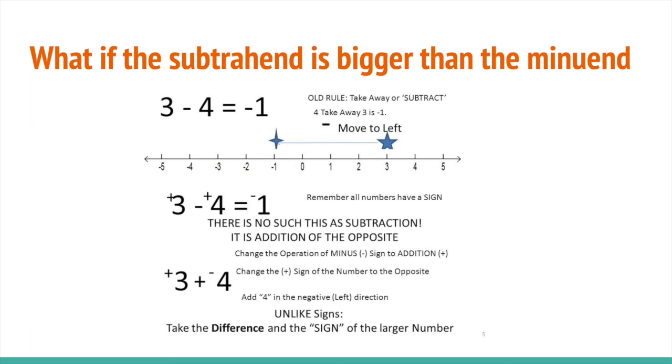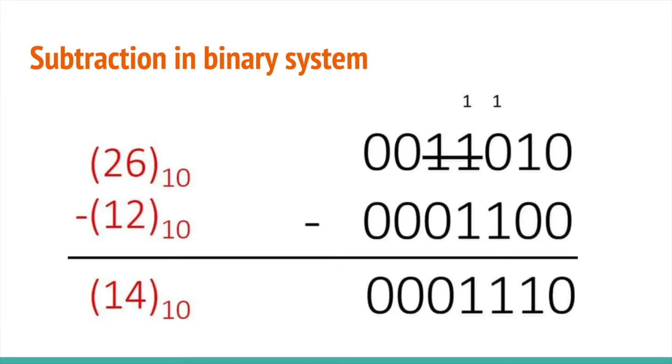Another way to think of this problem is to change subtraction into an addition problem. So instead of writing 3 minus 4, we can rewrite it as 3 plus -4. Either way will give you the same result, -1. We can apply the same concept to the binary system.